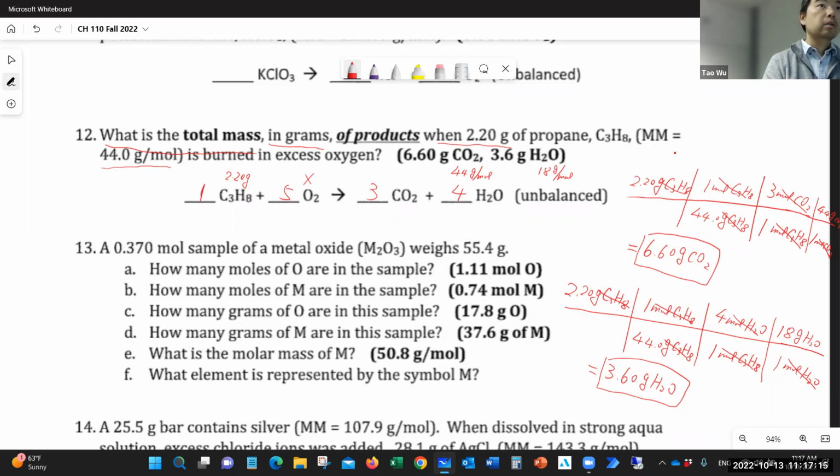So this is the stoichiometry question, and this is how we do it. In a future lab, not today's lab, we're going to do another kind of stoichiometry, which is solution stoichiometry, where we're using molarity. You're going to hear molarity more often in the lab.